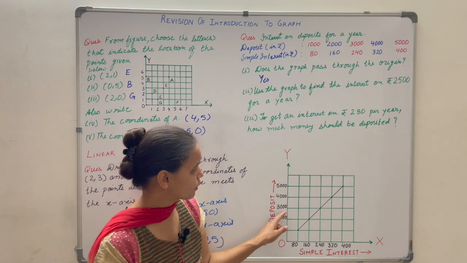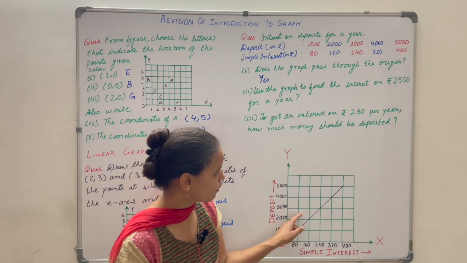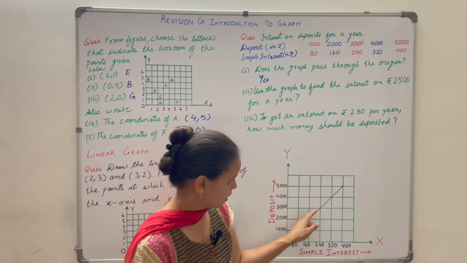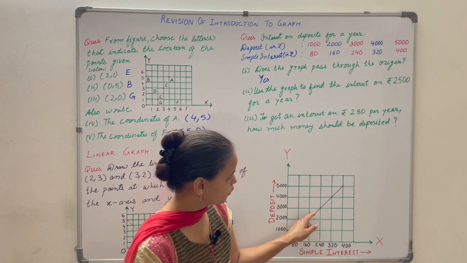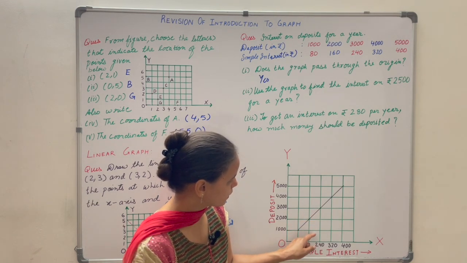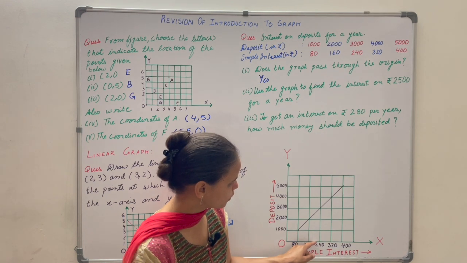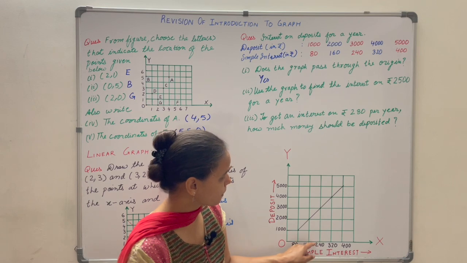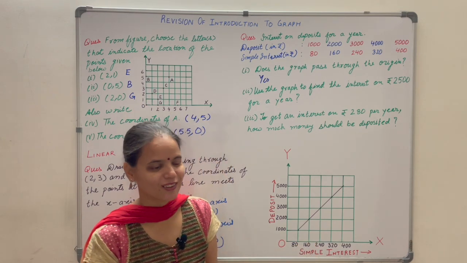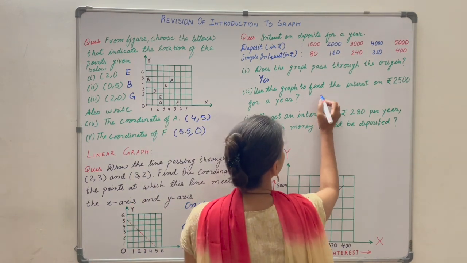You need to find out how much is the simple interest. To do that, you have to move parallel to x-axis till you reach your graph. Then you have to go vertically down till you reach x-axis. You reach here, exactly between 160 and 240. So the simple interest is rupees 200. Let us write down.